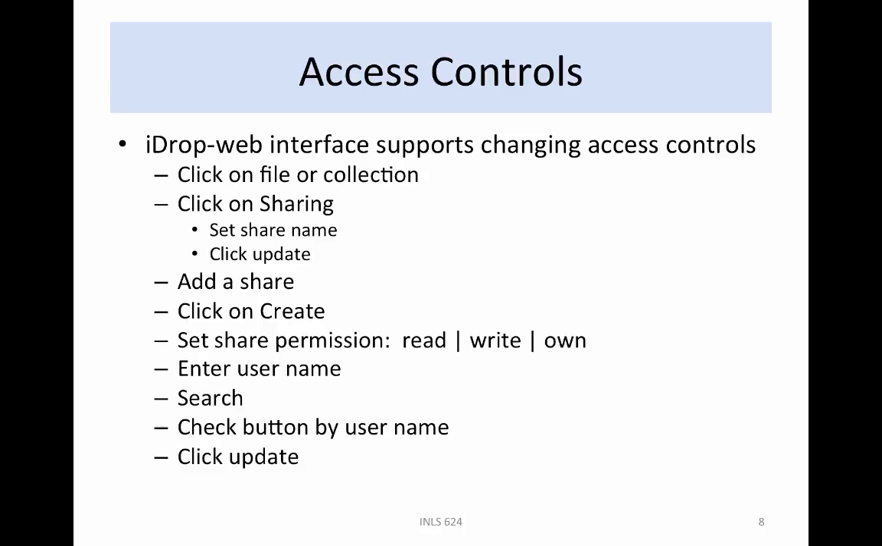Within the iDrop web interface, access controls can be changed on a file or collection. A similar approach will be followed in the Cloud Browser. To add an access control, click on the file or collection. Click on Sharing, set the share name and click Update. Add a share by clicking on Create. Set the share permission. Options are read, write, or own. Enter the username for whom the access is being granted. Click on Search to retrieve account information for the user. Check the button by the username and then click Update.